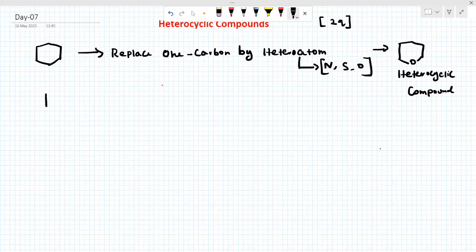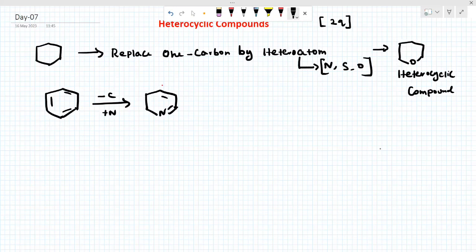Now the best example: this is benzene, right? 1, 2, 3. This is benzene. Now I'm going to replace one carbon with a nitrogen atom, okay. Now minus carbon and plus nitrogen. Now see this molecule. This is pyridine. This is benzene. This is a carbocyclic molecule. What is a carbocyclic compound? It contains only carbon atoms. Okay. This is what? A heterocyclic molecule.